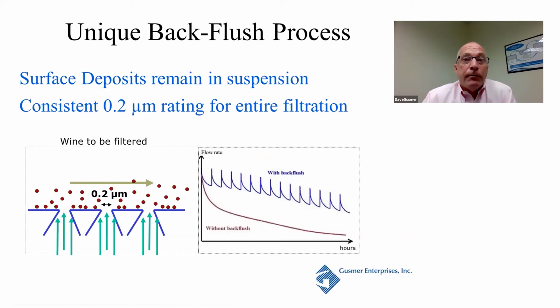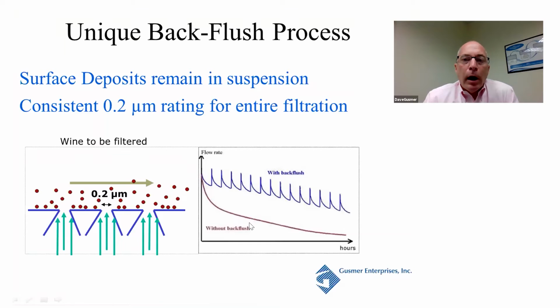The question would be, if it's at such a low pressure, how do we maintain the flow rate? The answer to that question is our backflush. So here we have our asymmetric membrane. We're doing a backflush and a reverse flow. So a backflush, we're taking clean wine and we're moving in a reverse direction to unclog what might be on the surface of the membrane.